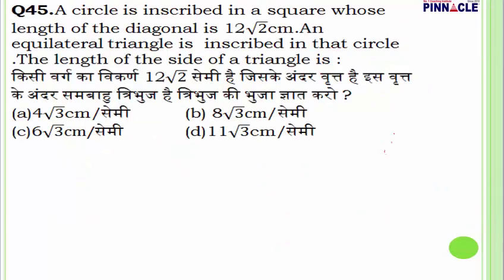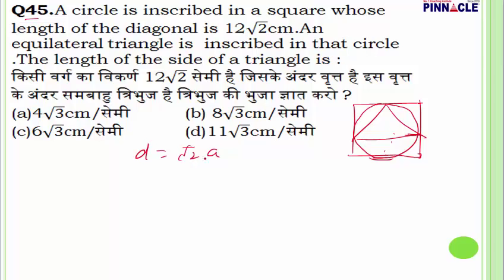Next question, question number 45. A circle is inscribed in a square whose length of the diagonal is 12 root 2 centimeter. An equilateral triangle is inscribed in that circle. The length of the side of the triangle is? So this is the square, and in that square this is the circle, and in that circle this is the triangle. Here the diagonal is equal to root 2a, which is given 12 root 2. In other words, you can say side of the square would be 12.